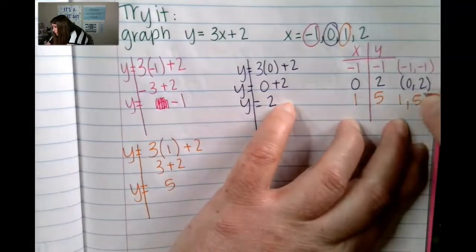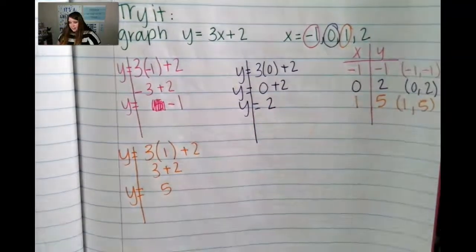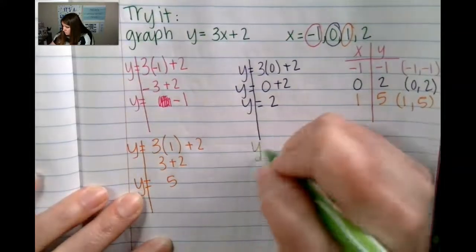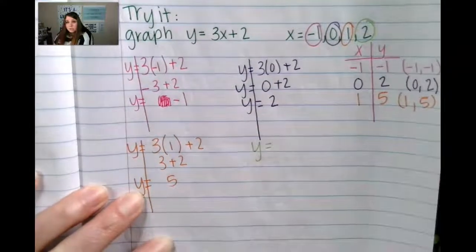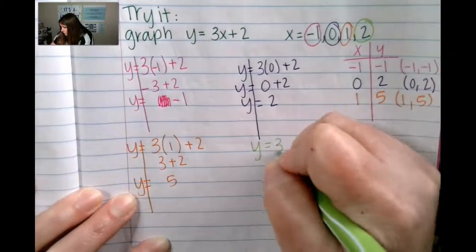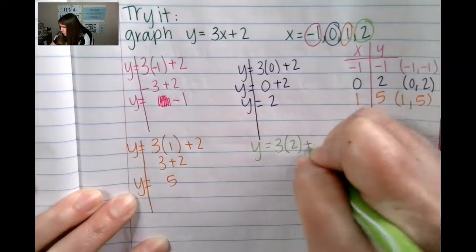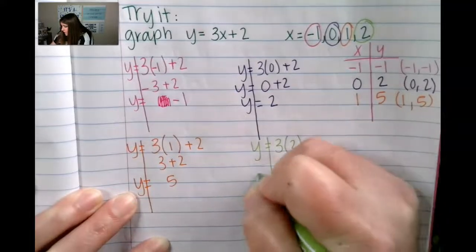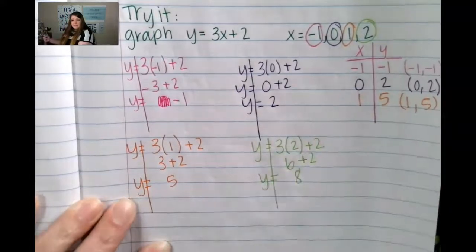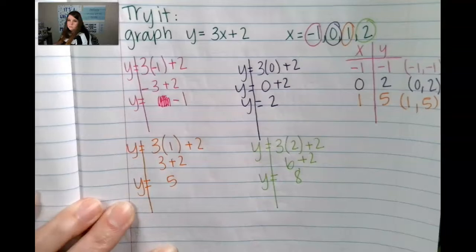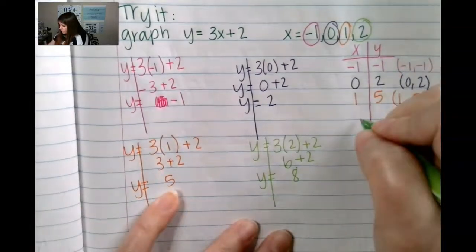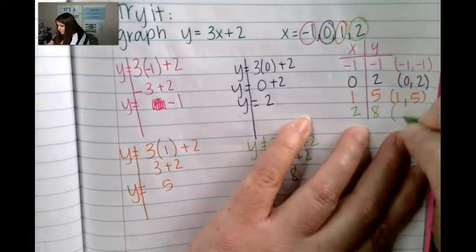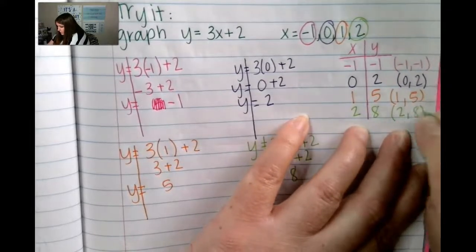So 1, 5. And last but not least, it's going to equal 2. So Y equals 3 times 2 plus 2, which is 6 plus 2, which gives us 8. So Y equals 8. So when our input is 2, our output is 8. And that gives us 2, 8.